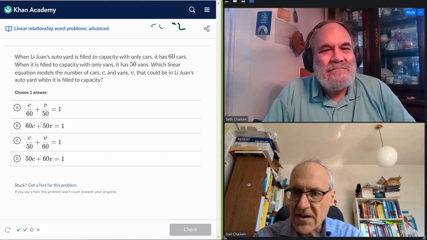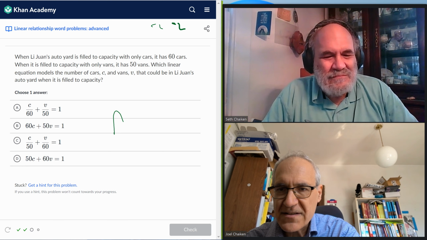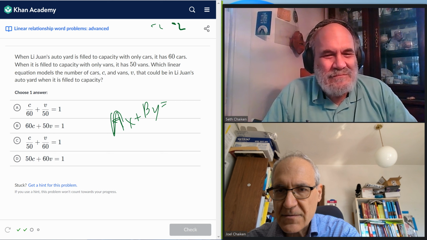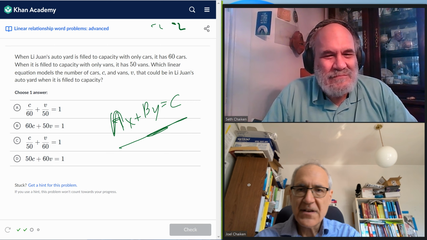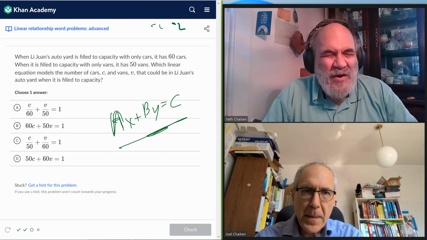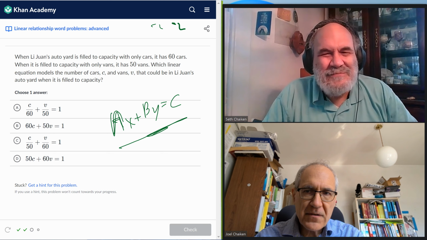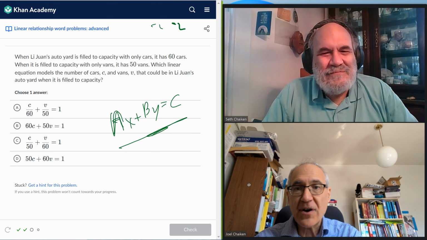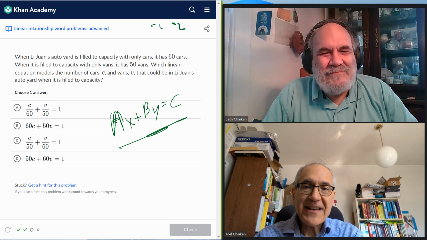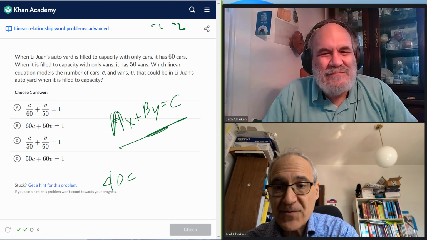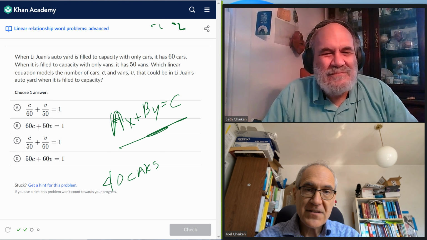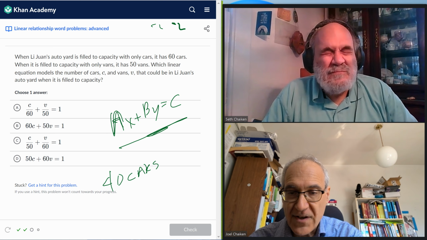So in other words, this is the trade-off problem. It goes AX plus BY is equal to C. That's sort of the form of this type of trade-off. Okay, how is it a trade-off? It's a trade-off because you can have both cars and vans, but you can only have 60 cars and you can only have 50 vans. But if you have 40 cars, then you can have a certain number of vans.